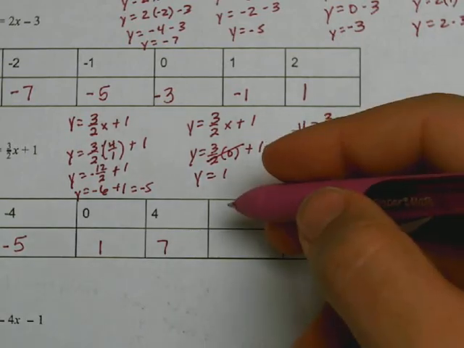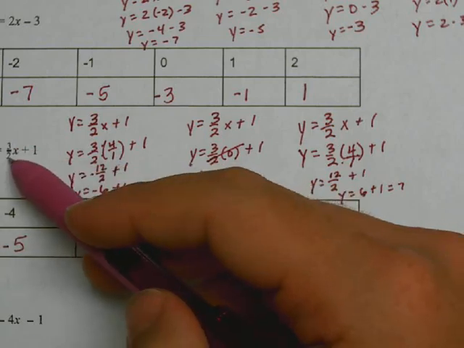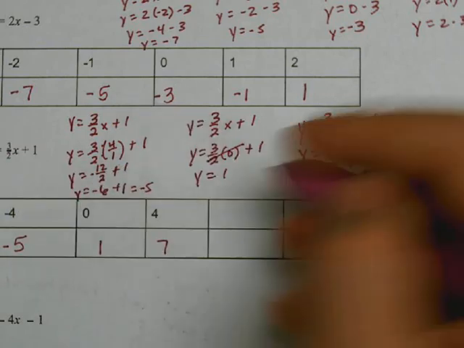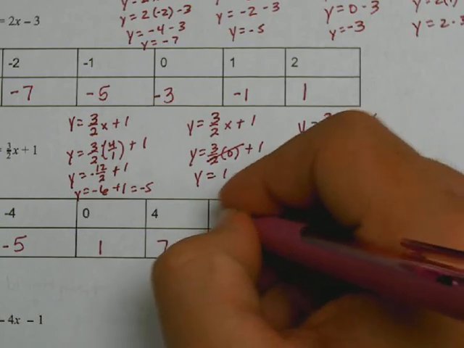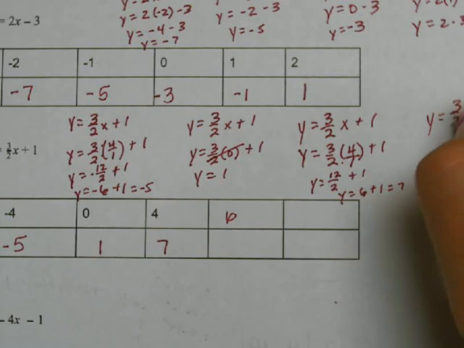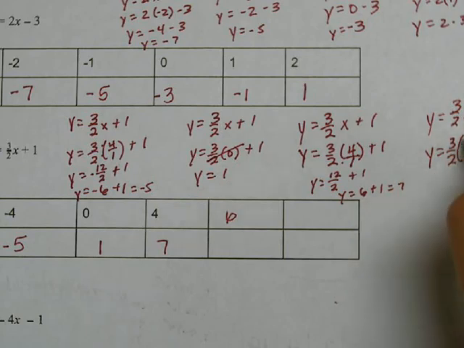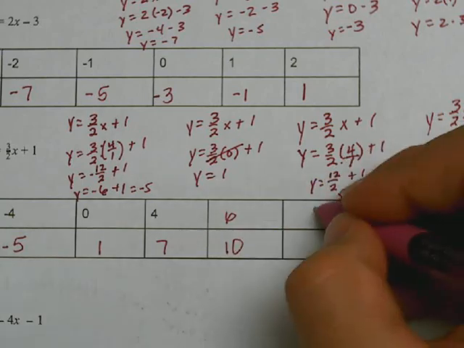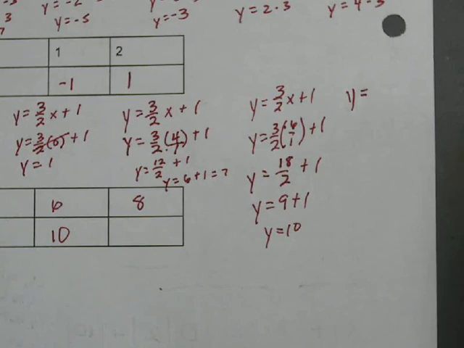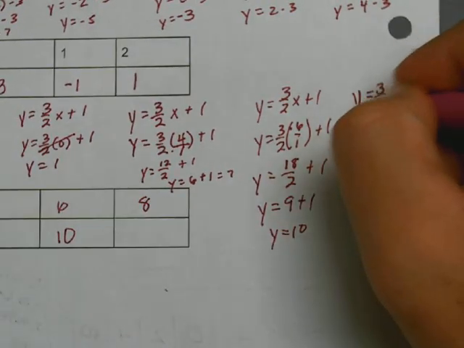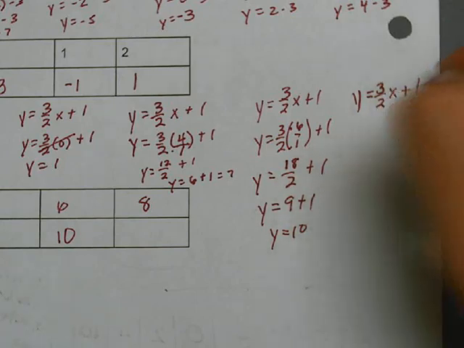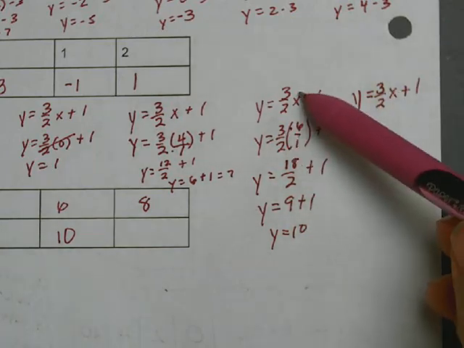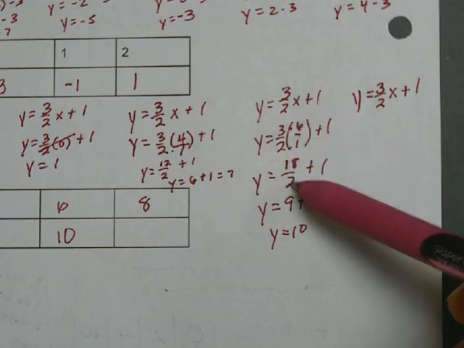Pick two other numbers. I would go with numbers that can be divided by 2. So let's go with 6. I'm going to say y equals 3 halves x plus 1. So y equals 3 halves times 6 over 1 plus 1. So then you got 3 times 6 is 18 over 2 plus 1. Y equals 9 plus 1. Y equals 10. So when x is 6, y is 10. That's how I got the 10: you put the 6 over 1, write it as a fraction, multiply to get 18 over 2, which is 9, and 9 plus 1 is 10.